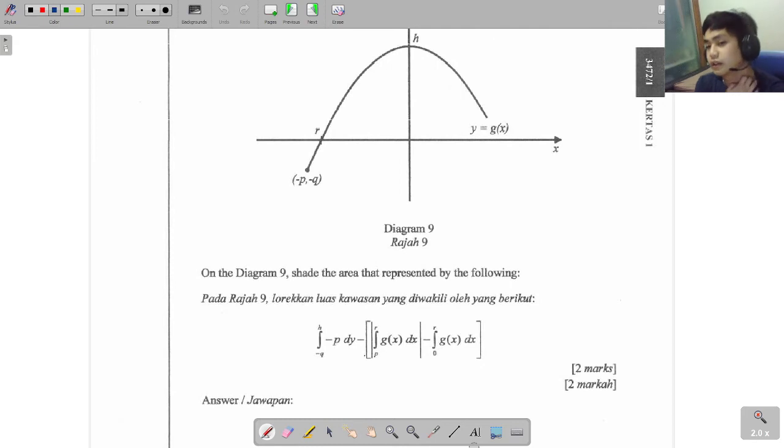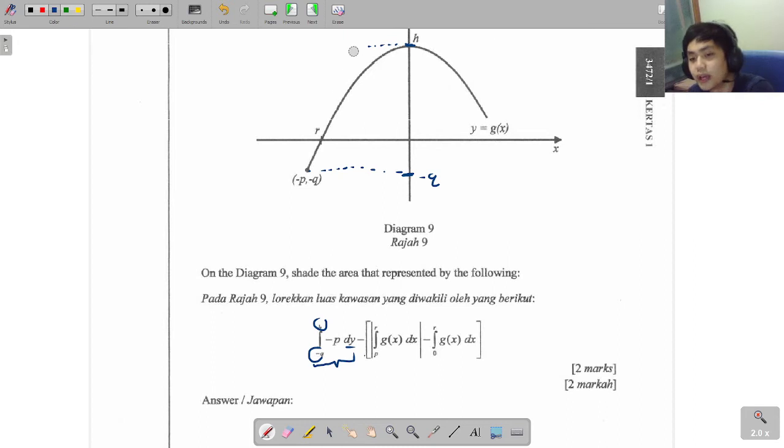So, okay, negative p dy, h to negative q. Maybe it's a bit tricky to look at this in one shot. So let's look at this part first. This is integrating with respect to y. So we are looking at the y bounds, right? They integrated from h to negative k. This is negative k because of the coordinate provided. And this is h.